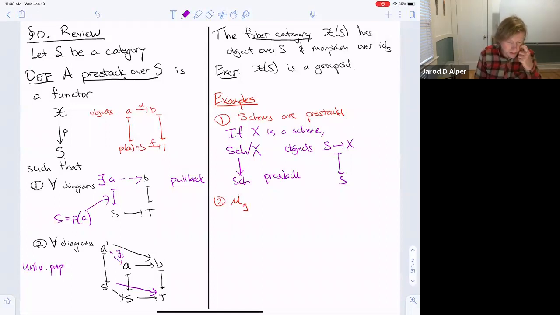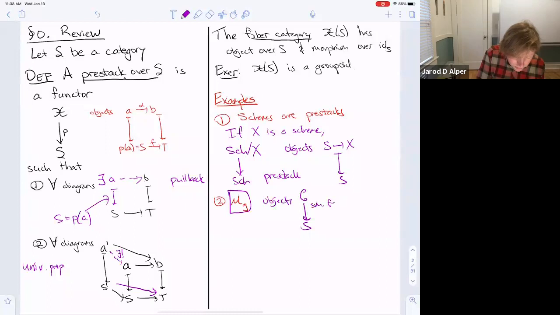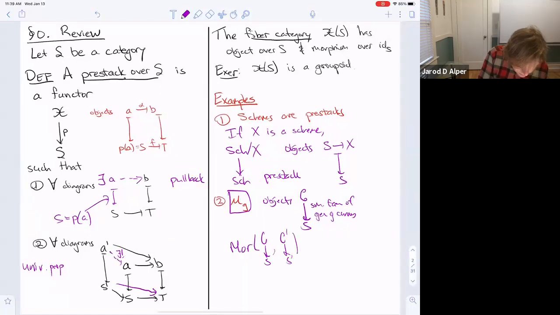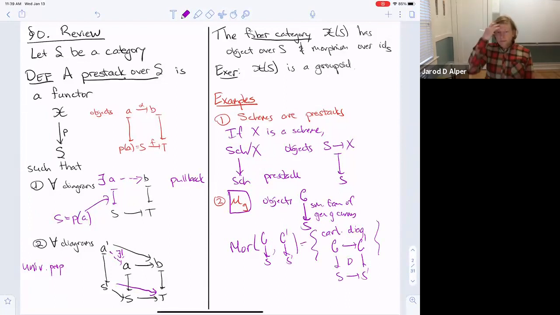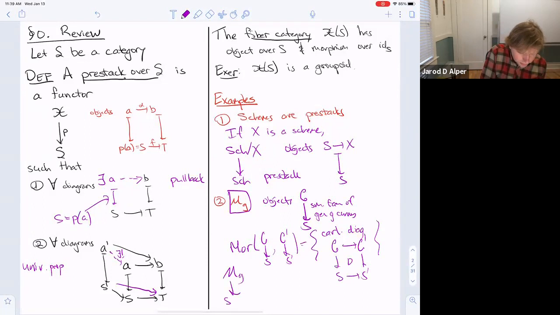The main example in this whole class is the moduli space of smooth curves, M_g. Here, this is defined as the category where the objects are smooth families of curves. And a morphism in this category is a Cartesian diagram, meaning the data of a map from C to C prime and the data of a map from S to S prime such that the induced diagram is a fiber product. So M_g over the category of schemes is a pre-stack. These axioms are satisfied simply because we have pullbacks of schemes, and the pullbacks satisfy a universal property.